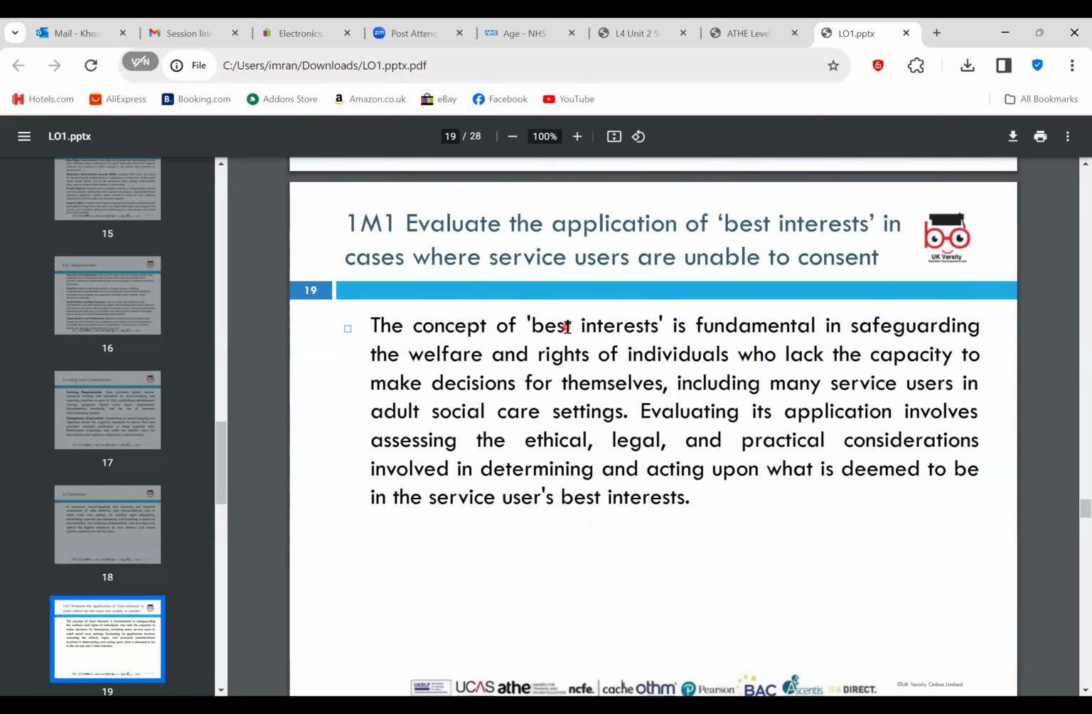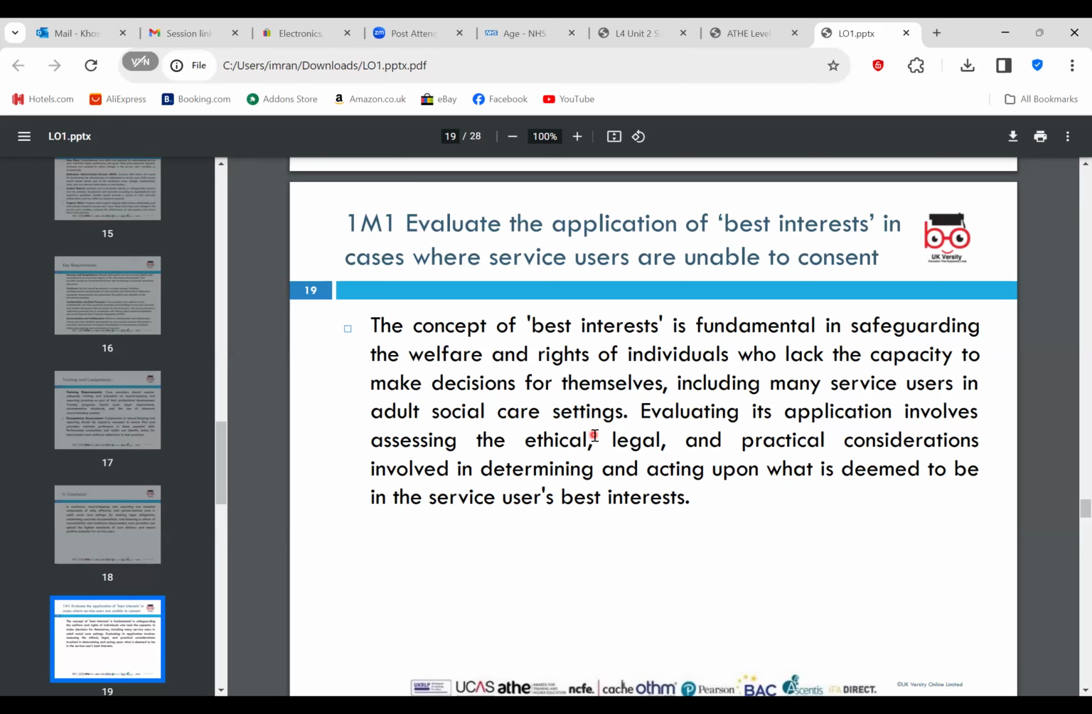Now we want to evaluate the application of best interest in cases when service users are unable to provide consent. What happens? So there's a care user who does not want a surgery, for instance. What would you do? What would be your option to go for? And that surgery is life-saving. What would you do?